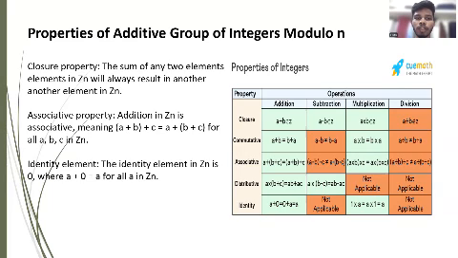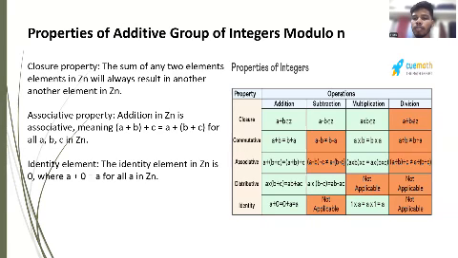The identity property: the identity element in Zn is 0, where a + 0 is equal to a for all a in Zn. The properties and operations are given in the picture. The commutative property: in addition, a + b is equal to b + a. Subtraction, a - b is not equal to b - a. Multiplication, a times b is equal to b times a. And division, a/b is not equal to b/a.